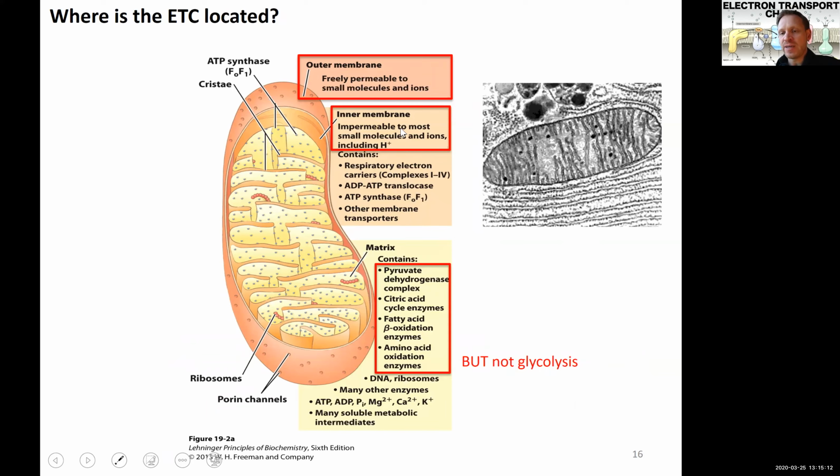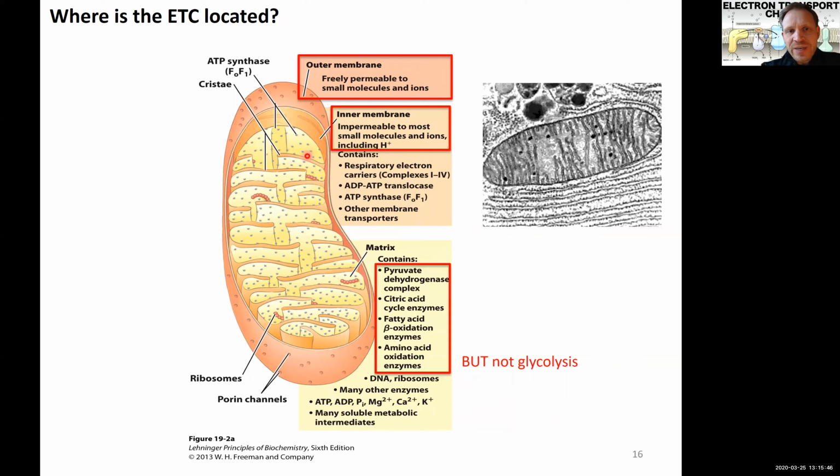So now that we understand who's in the game, who our players are, we also want to understand where it is happening. The ETC is located in the mitochondria. We already mentioned it is located at the mitochondrial inner membrane. So right here you have your mitochondrion. You have your outer membrane sitting here, that actually is pretty much permeable for all small molecules as well as ions. So that's not really much of an issue for us. Everything can get through there.